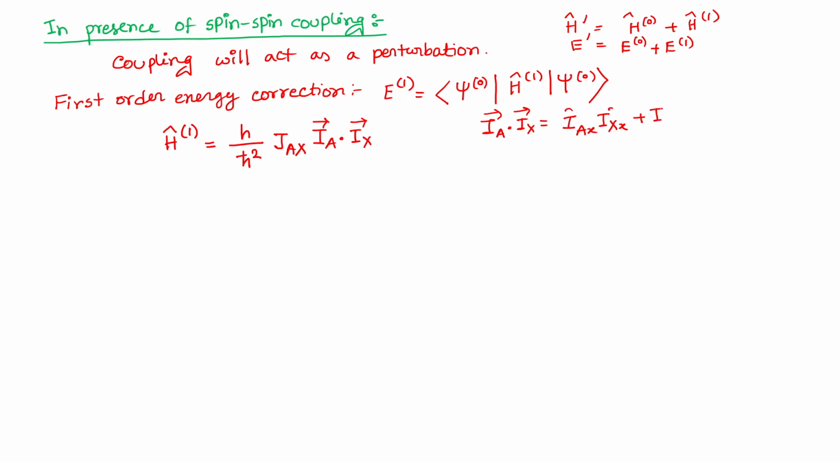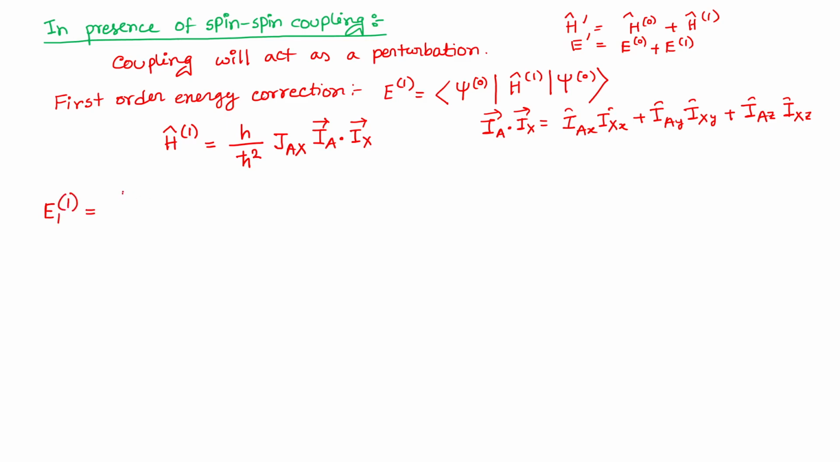then I_AX of y coordinate. Note that I am keeping the coordinates in small letters. Then I_AX of z. Okay, so this is the dot product, and these are going to be constant. It will not work on the wave function, so I'll keep it outside. So let me show you what the first one is going to be.